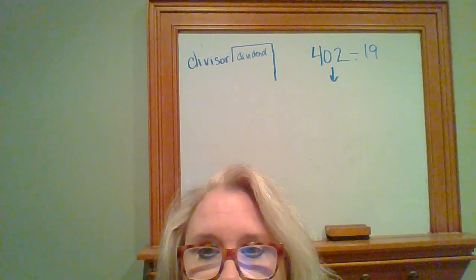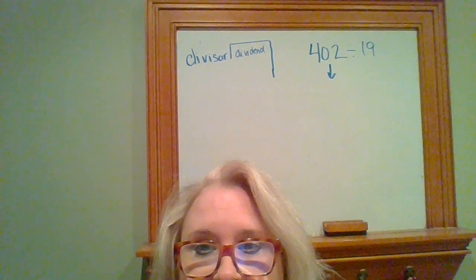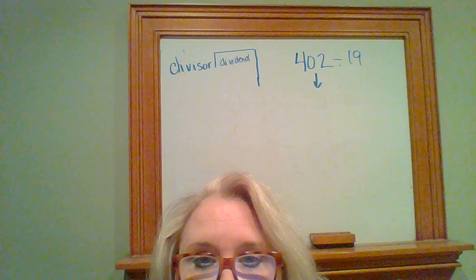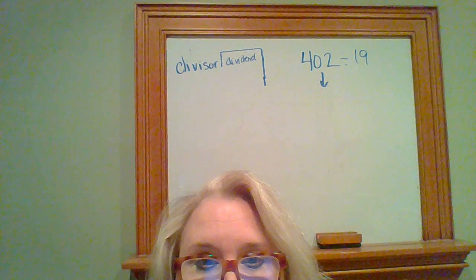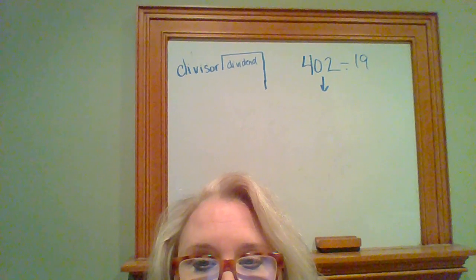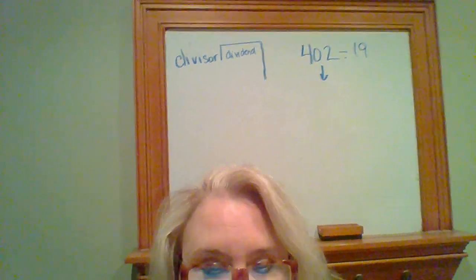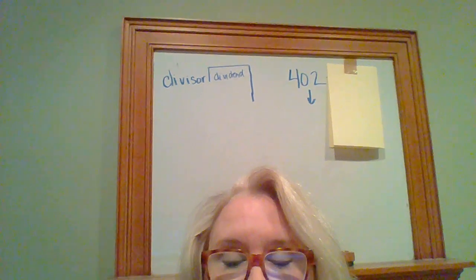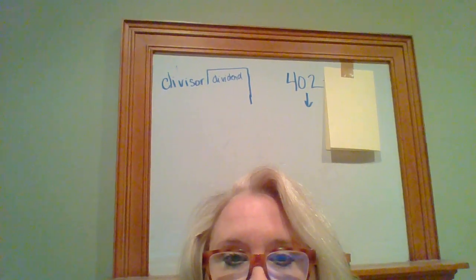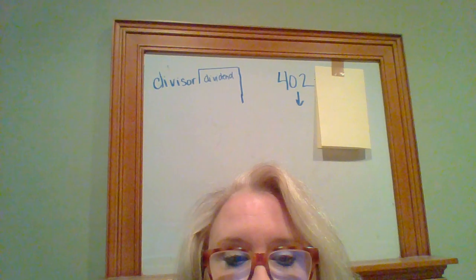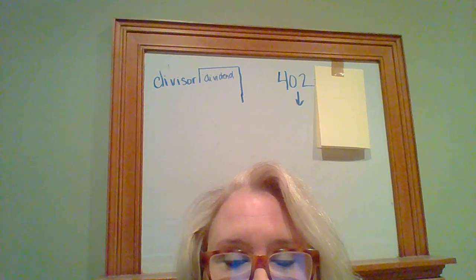Now, our first problem, we're going to solve by using estimation first. But remember, in division, we have two numbers. One is called your dividend, and one is called your divisor. In this problem, we have 402 divided by 19. Remember, we're just going to figure out what 402 is closest to. We are going to estimate to the nearest 10.